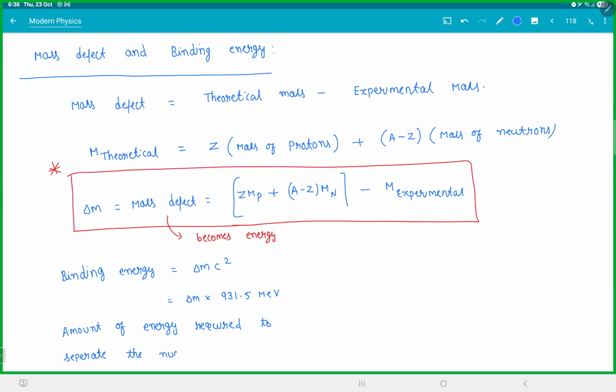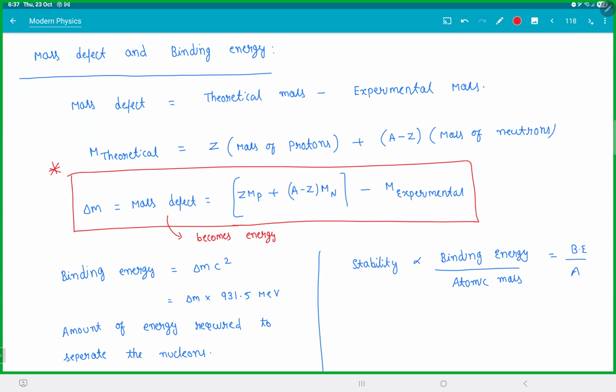This is your second formula, binding energy. How stable the nucleus is will depend on it. Think about this. If you have a high binding energy, the binding energy per nucleon is proportional to stability. How much energy is required to remove one nucleon? When I say nucleon, it can be a proton or a neutron. So binding energy by atomic mass.